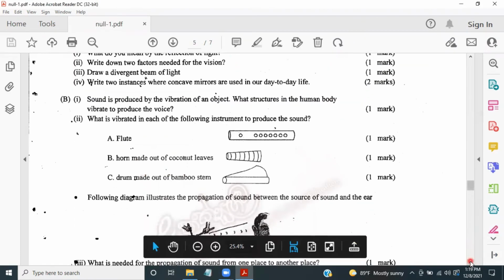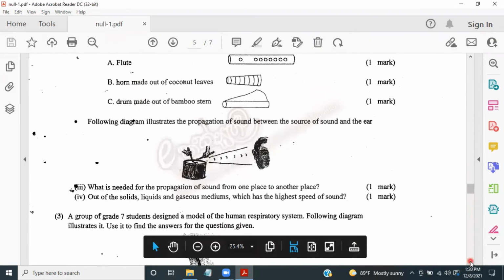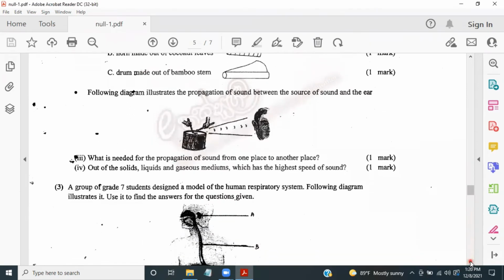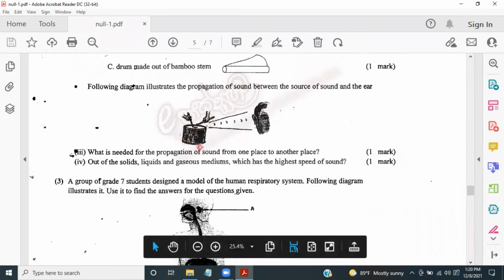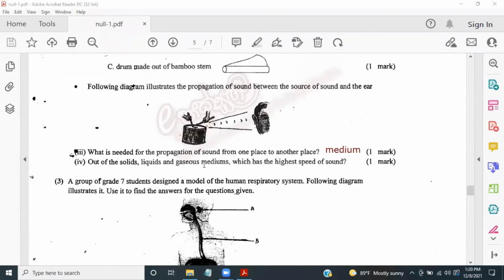Next part. The following diagram illustrates the propagation of sound between the source of sound and the ear. What is needed for the propagation of sound from one place to another place? We need a medium. Out of the solid, liquid and gaseous mediums, which has the highest speed of sound? In a solid medium, the speed of sound is highest.